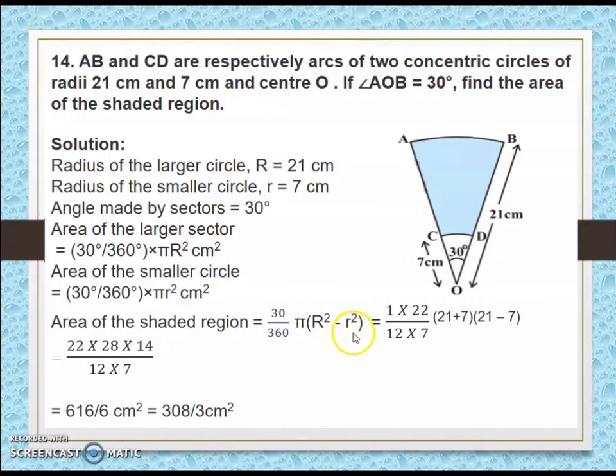And capital R square minus small r square, capital R is 21, small r is 7. So here again you can use the identity a plus b into a minus b, and substituting all the values, you will get the answer as 308 by 3 centimeter square.